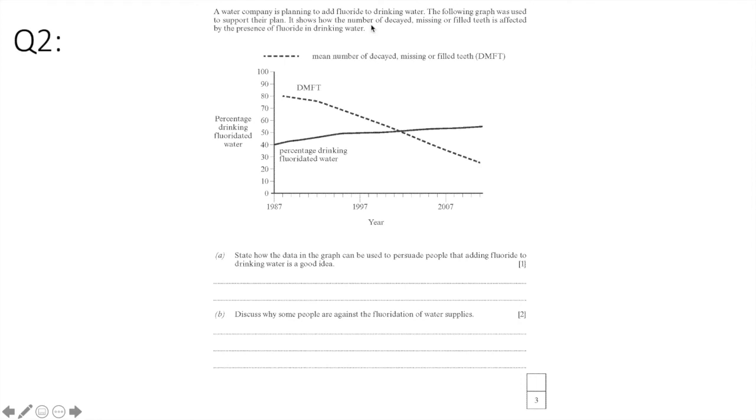The second question is: a water company is planning to add fluoride to drinking water. The following graph was used to support their plan. It shows how the number of decayed, missing, or filled teeth is affected by the presence of fluoride in the drinking water. The question is to state how the data in the graph is used to persuade people that adding fluoride to drinking water is a good idea. As you can see, as the percentage of fluoridated drinking water increases, the mean number of decayed, missing, or filled teeth, or DMFT, decreases quite a substantial amount.